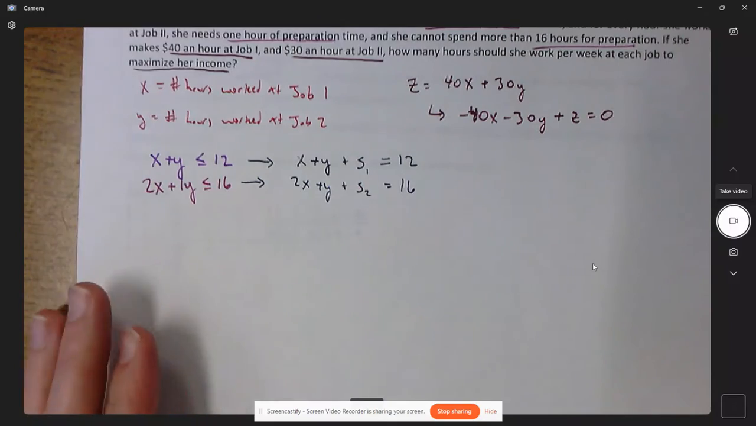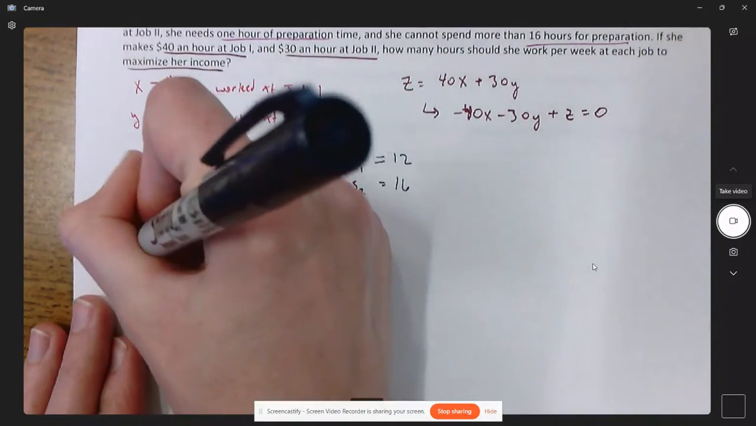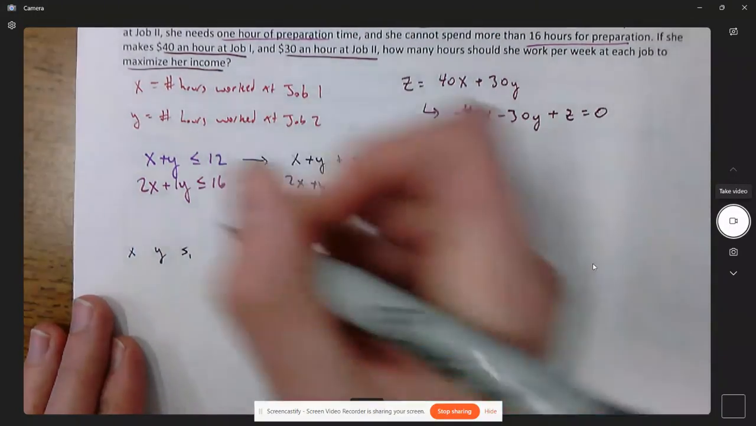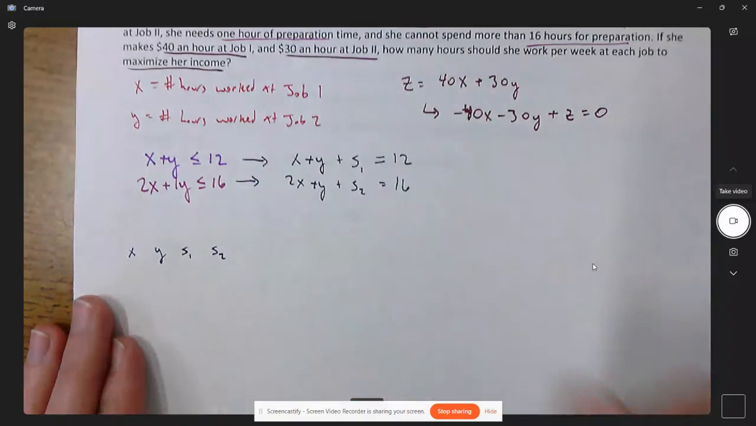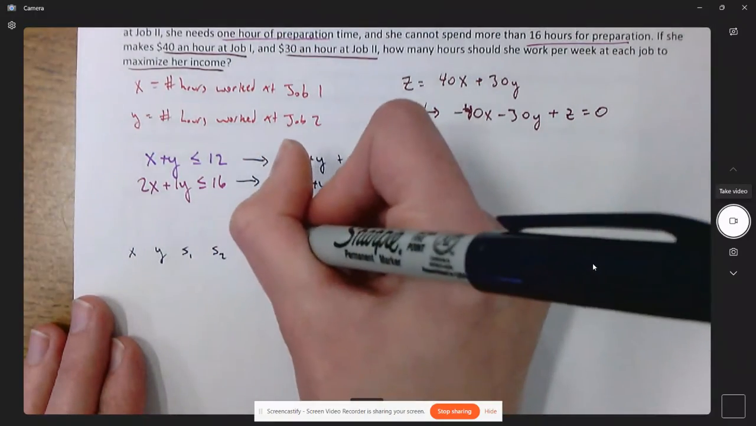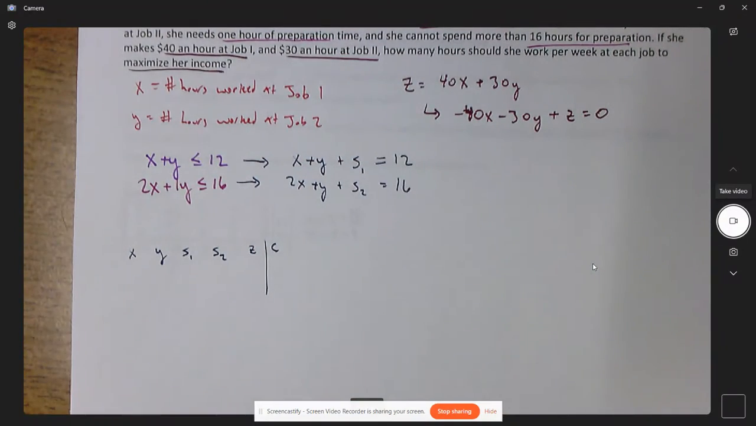So now I'm going to go ahead and write my simplex table. So my variables across the top are going to be x, y, s sub 1, s sub 2. Those are my two slack variables. Then I'm going to need a z. And then on the other side, you can write c if you want to. You can leave it blank if you want to, but that's going to be what our constant is, just the number part.